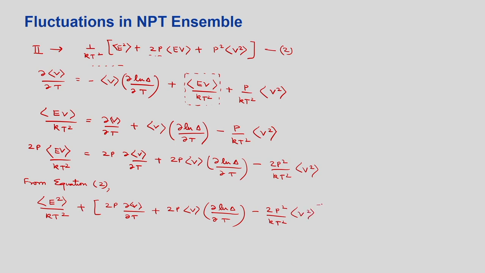Okay, plus then the remaining term is P square V square by kT square. Now you have a kT square also here outside. Because you are multiplying by kT square, this kT square and this is 2P by kT square. So this is the entire expression from equation 3. So the overall, if I want to just simplify it, you see one of the terms will cancel out. If I just open the bracket, you will get plus 2P of, plus this expression will also be the same.